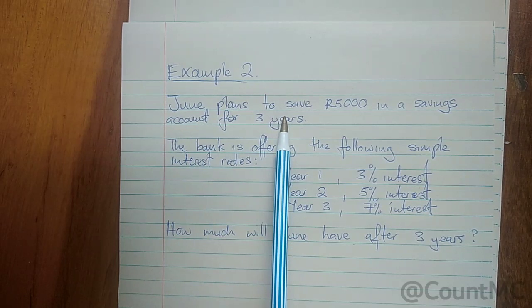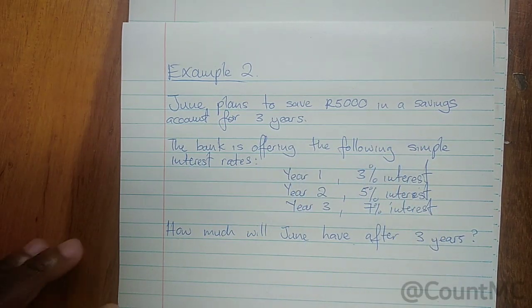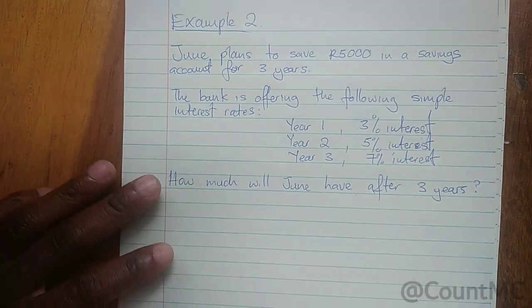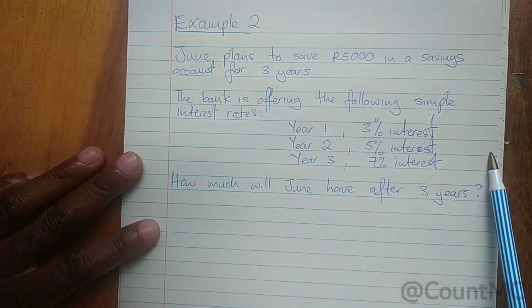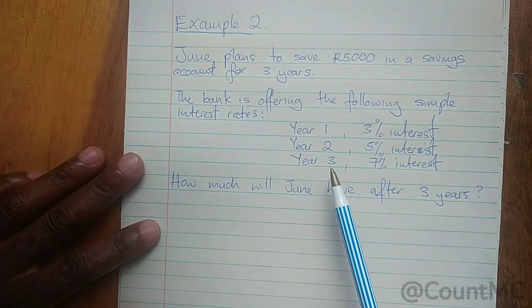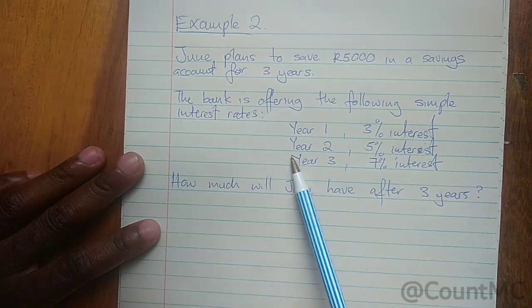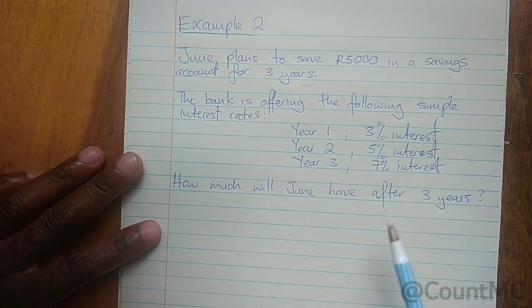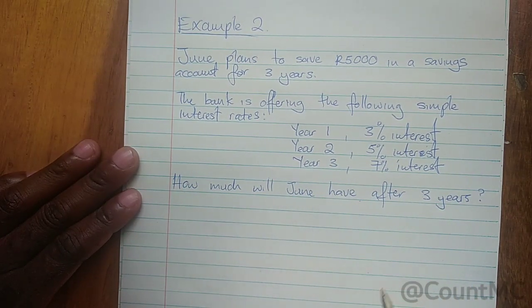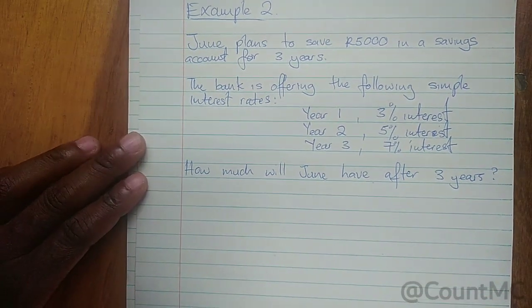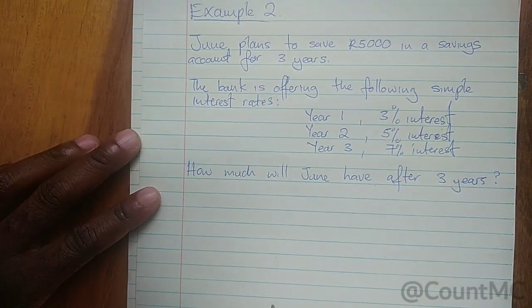Example 2: June plans to save 5,000 rands in a savings account for 3 years. The bank is offering the following simple interest rates. Year 1, 3%, year 2, 5%, year 3, 7%. How much would June have after 3 years?